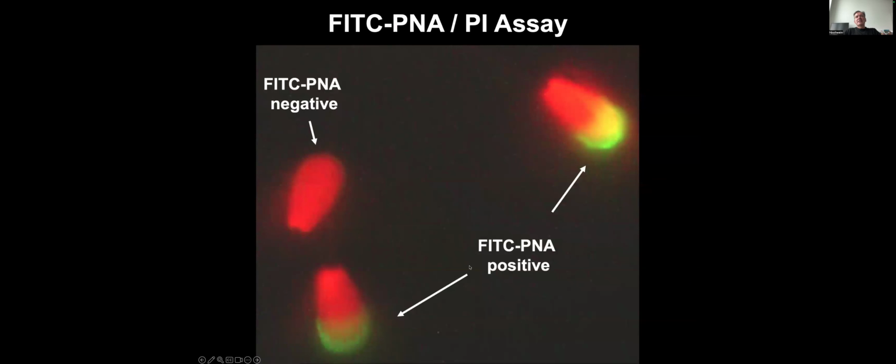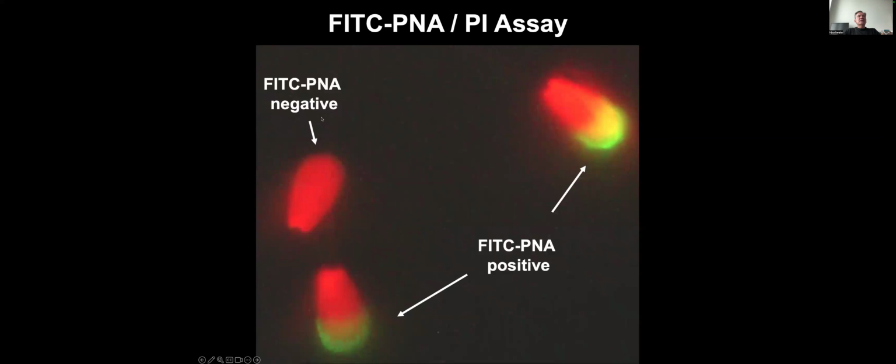This means here FITC-PNA positive. You see here, red is the PI, because it was combined with propidium iodide. This means the sperm is dead. And here you can see the green fluorescence of the acrosome.